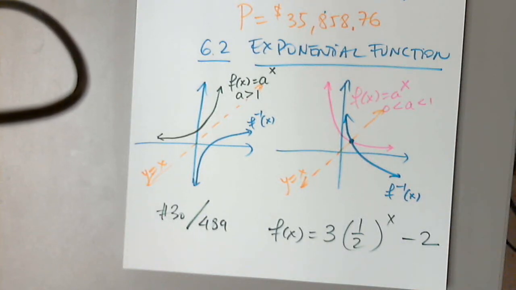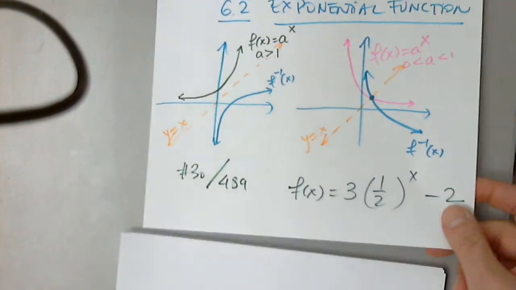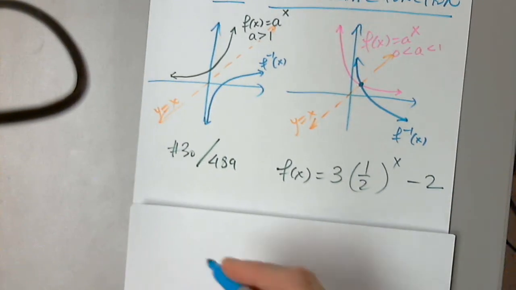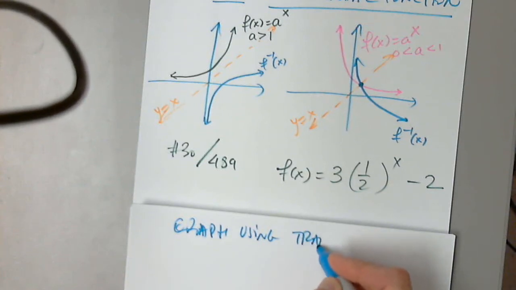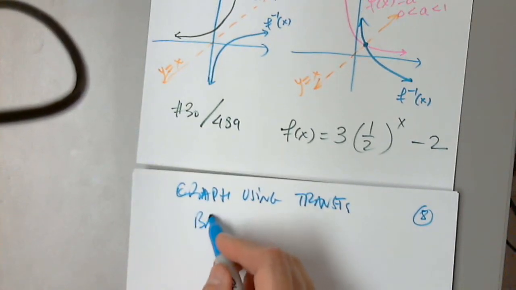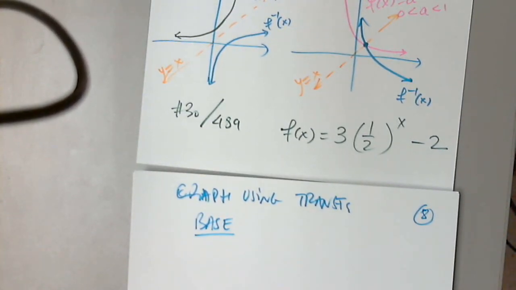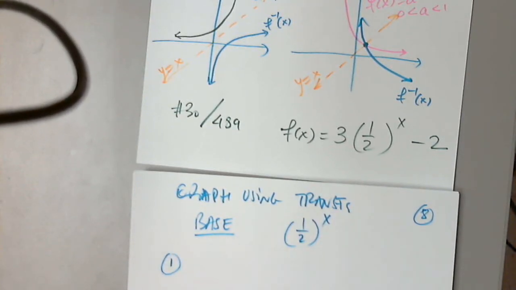Let me see how I'm doing on time with this. Oh, that's fine. Okay. Can anyone identify the base function? So let me write this down for you. Graph using transformations. Base function, please. Yes, so 1/2 to the x. Of course. The base function is the exponential function with base 1/2. Absolutely. Good.